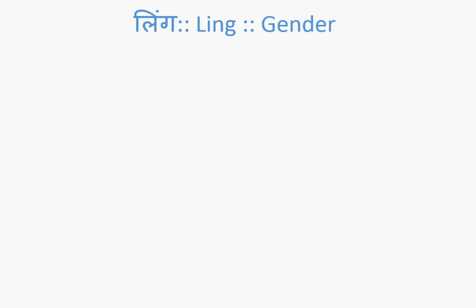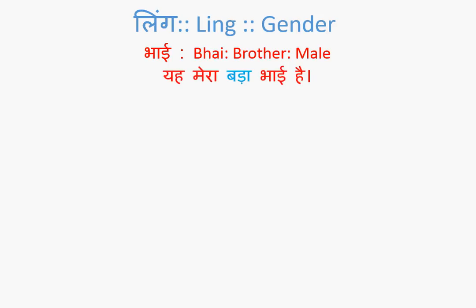In today's session, we will also understand how the gender of a non-living object changes the way the word is used to denote it. Let's take an example. Bhai. In this case, we have started out with a living person, bhai. Okay, it's a male.